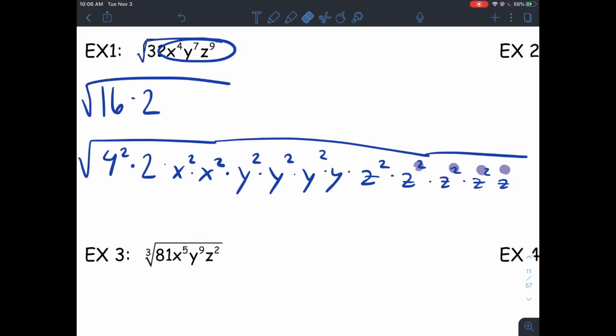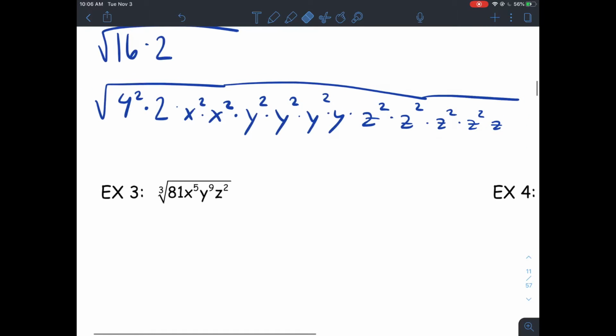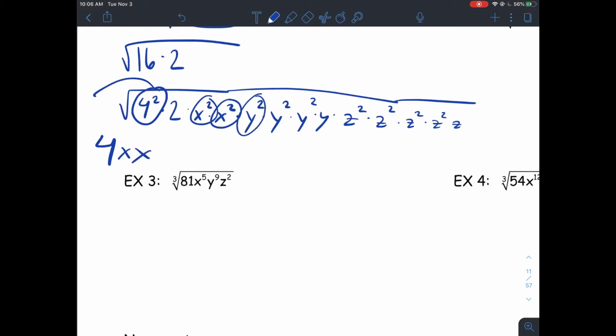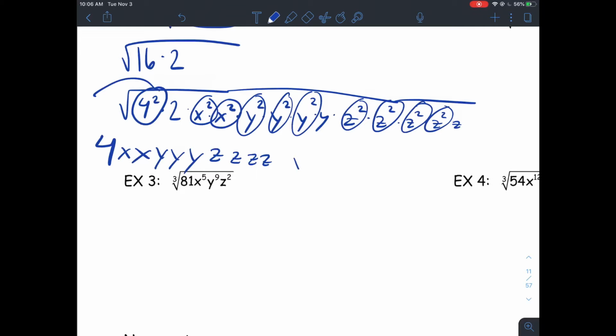Now you're probably wondering, oh God, there's got to be a better way. Yes, we're going to talk about a better way to do this, but I want you guys to visually see what's going on here. So all the guys that are squares are able to leave. So we got a 4 that can leave. We've got 2 x's that can leave. We got 3 y's. And we've got 4 z's. All right, and then left inside, we've got a 2, a y, and a z.